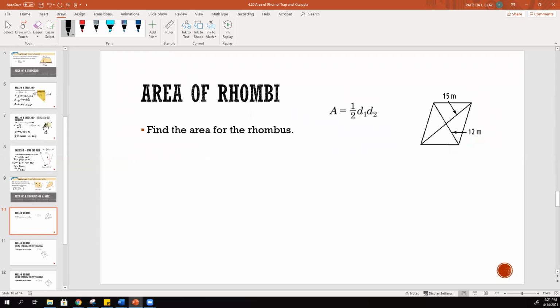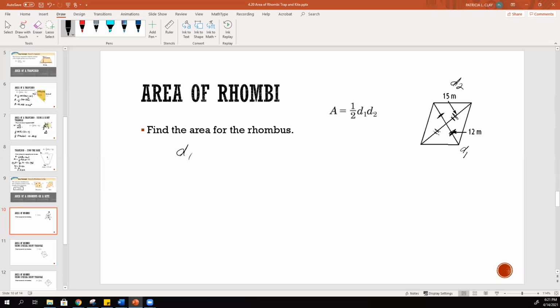Okay, so first one, find the area for the rhombus. So remember what I said about our tick marks. So let's look at this. It tells us it's a rhombus. So we know those two are congruent and we know these two are congruent. So let's call this one diagonal 1 and this one diagonal 2.